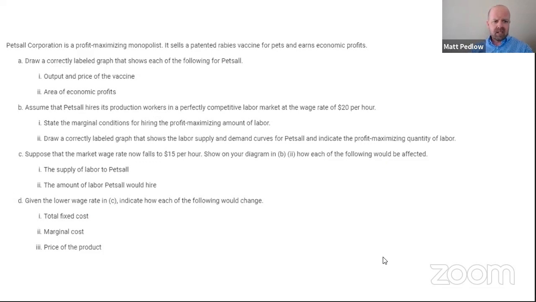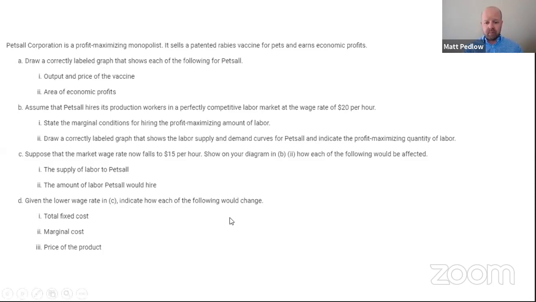All right, Petzl Corporation, profit maximizing monopolist. Okay, you guys probably remember how to draw monopoly. It sells a patented rabies vaccine. So remember, they don't have to say it's monopolist. If they say things like their patents or their barriers to entry, you know immediately it's a monopoly, right? Perfectly competitive. Wheat farmers don't have patents on growing wheat. I could jump in and grow wheat in my backyard, okay? And yes, that's with a T. So draw a correct labeled graph that shows a monopoly.